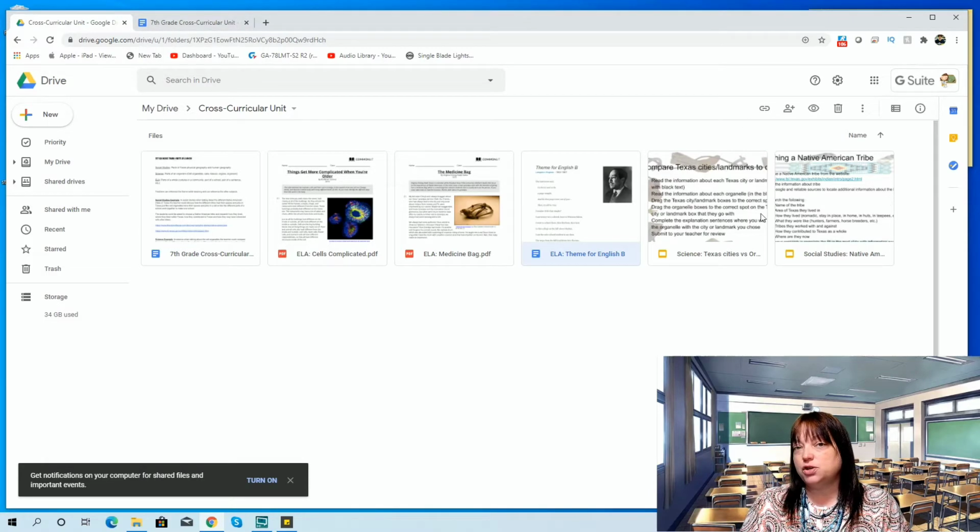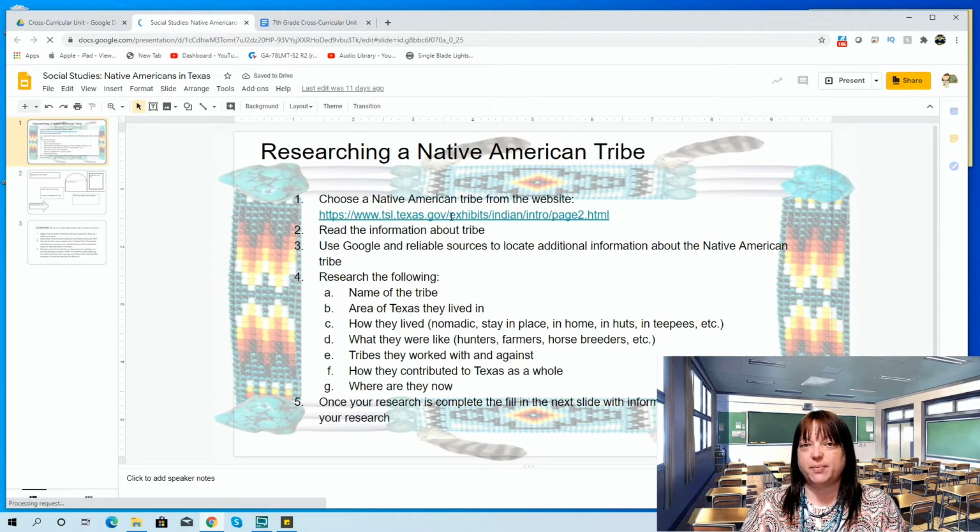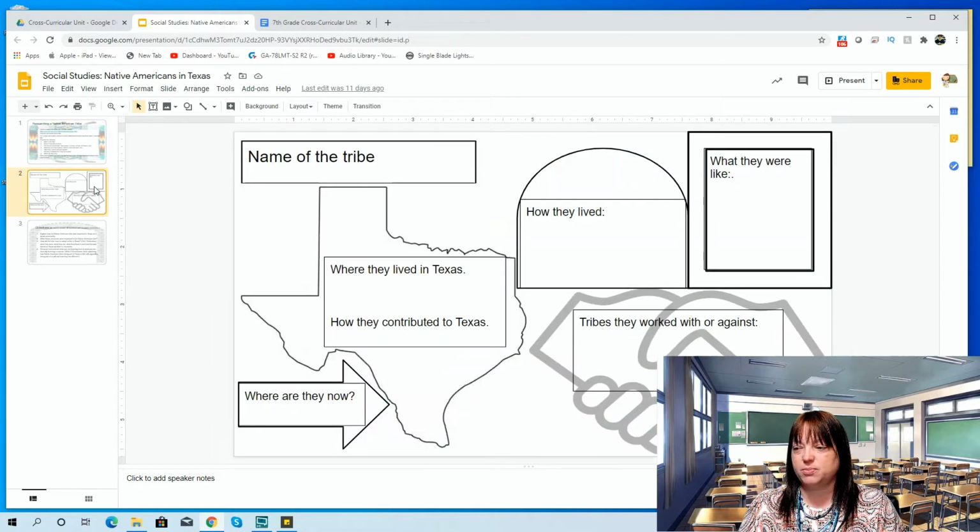Then I made 2 activities, one for science and one for social studies. The one for social studies, again, you're letting them research a Native American tribe that lived in Texas, giving them this information. This is what they need to look up. These are all the things that they need to research. I gave them a place where they could start their research, but they can use other places.